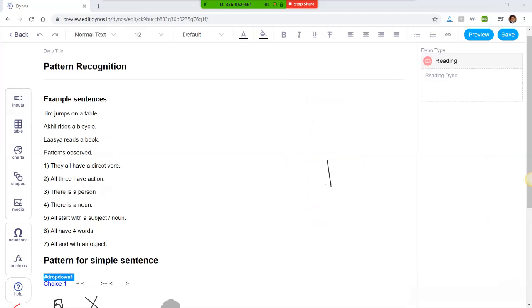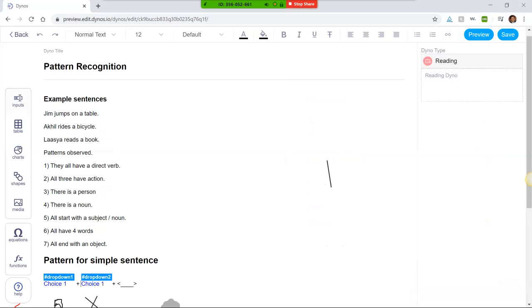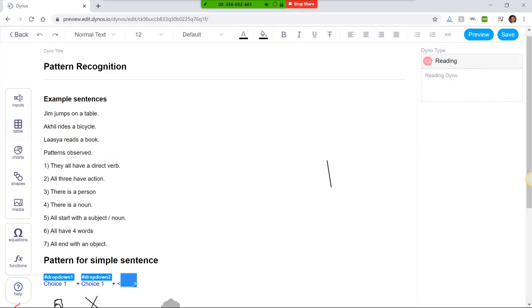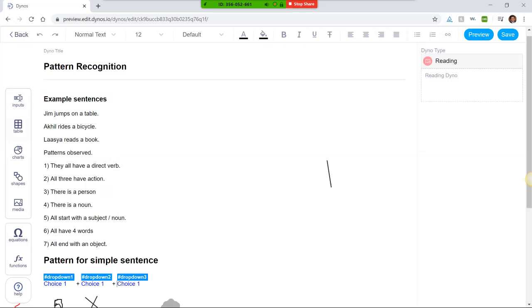Here is another one, this is a verb. So let's replace this with a set of verbs. This could be another drop-down list. And the third variable is an object, and now we can replace it with another drop-down. So now we have drop-down 1, drop-down 2, drop-down 3. So we have 3 variables here.